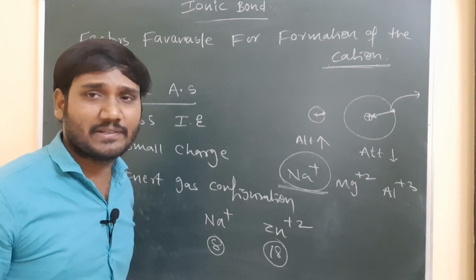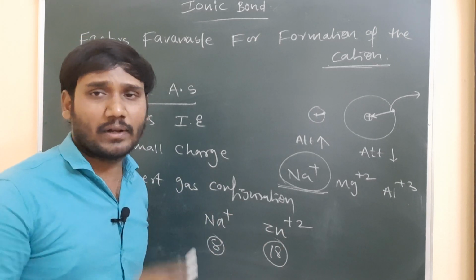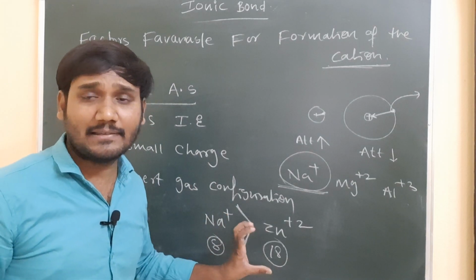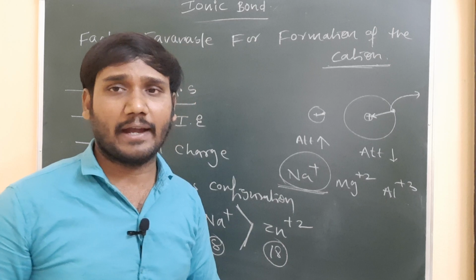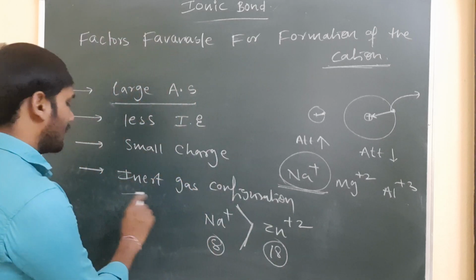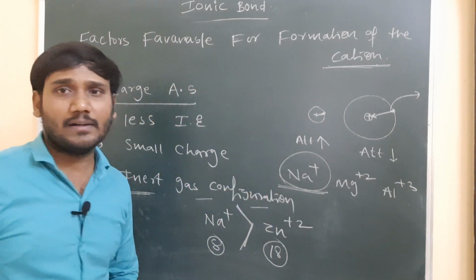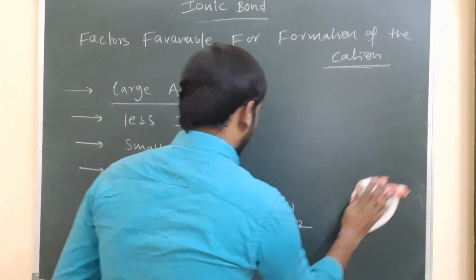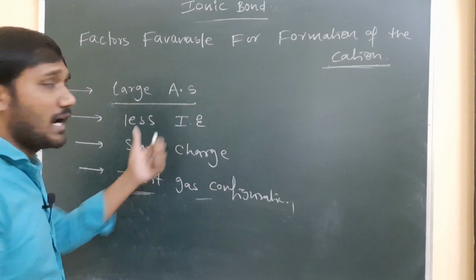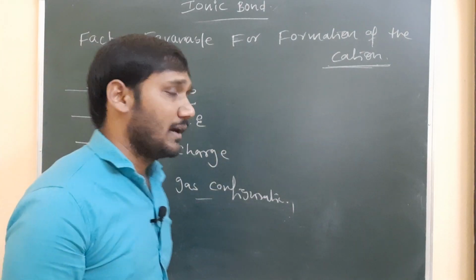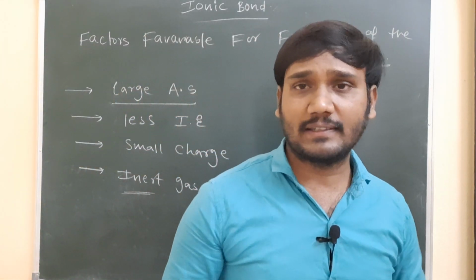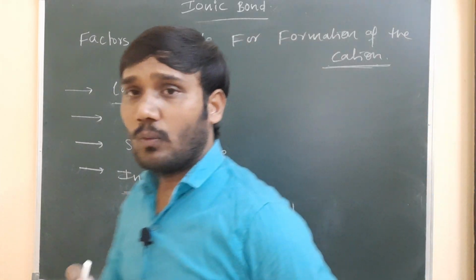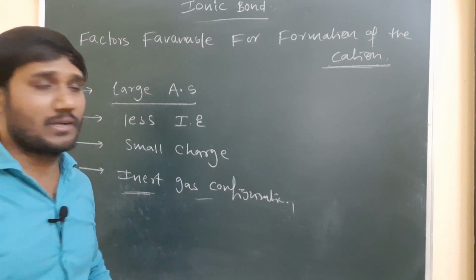Which cation formation is easy? The cation that is favorable for the formation of an ionic bond has an inert gas configuration. So that's why inert gas configuration is compulsory. These are the factors favorable for cation formation. One is large atomic size, another is low ionization energy, third is small charge, and the fourth is inert gas configuration. So these are the factors favorable for the formation of the cation.